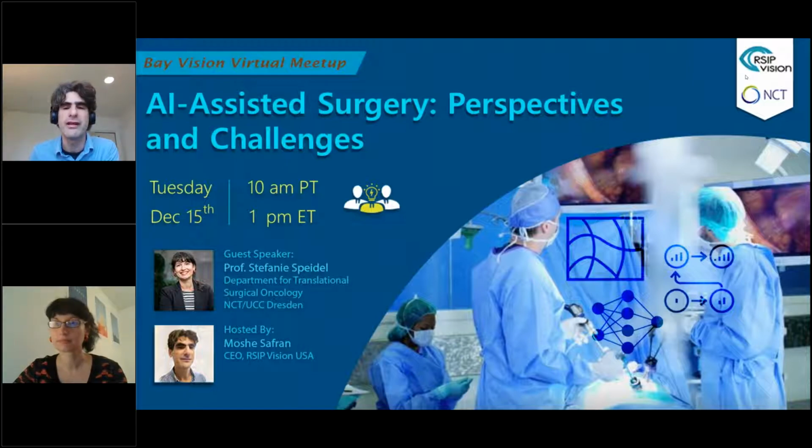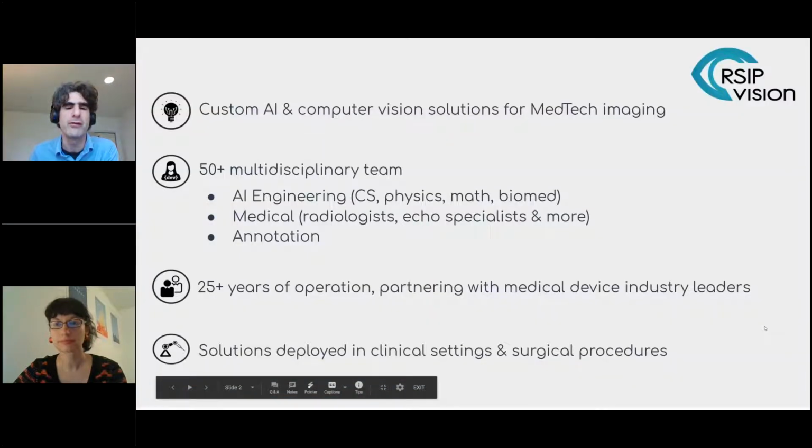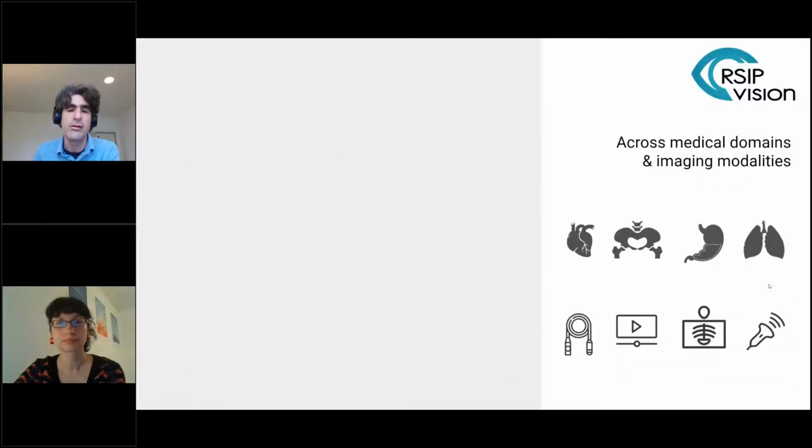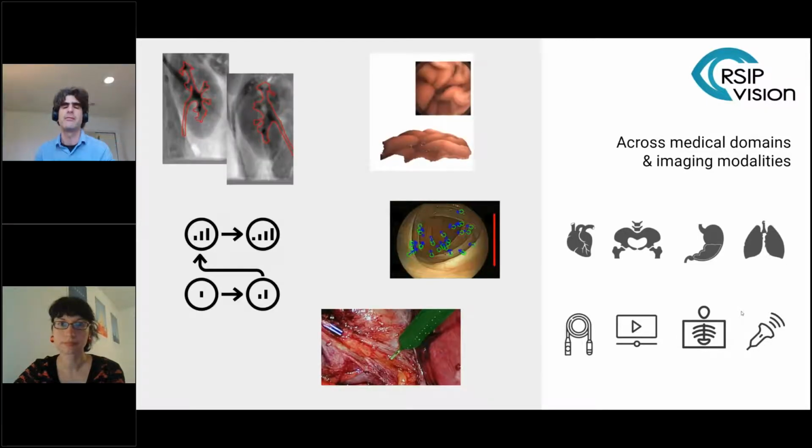My name is Moshe Safran. I head up RSIP Vision USA. Just a few words about us before we get started. We're an AI solutions company focused on building computer vision capabilities for medical imaging applications, and we partner with the medical device industry to help them develop new technologies and take those technologies from R&D all the way to production. Our teams work across multiple medical domains and imaging modalities: cardio, ortho, gastro, surgical navigation, surgical robotics. And we're heavily involved in the endoscopic and surgical imaging space.